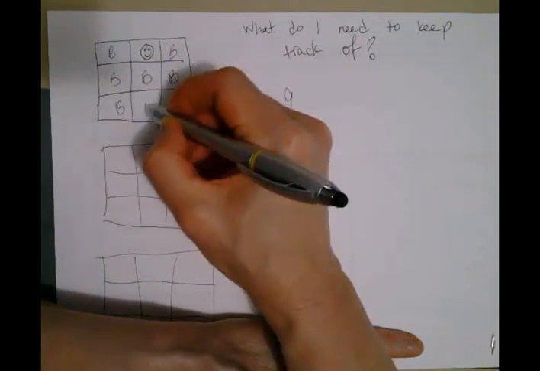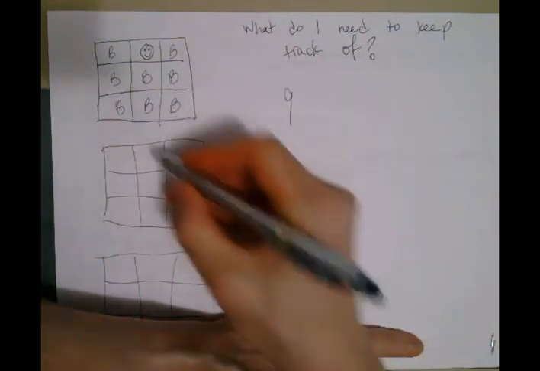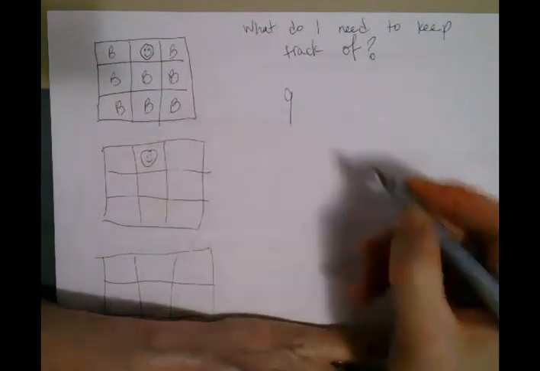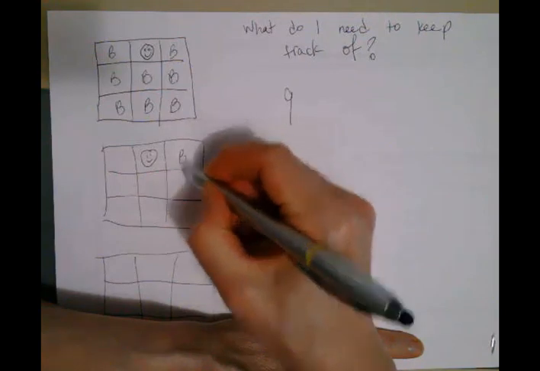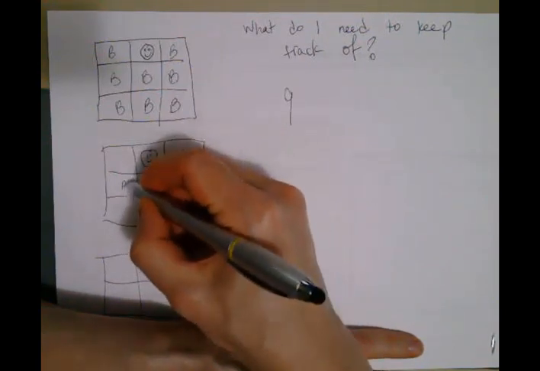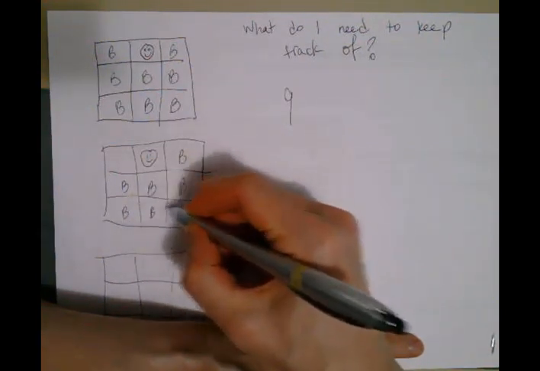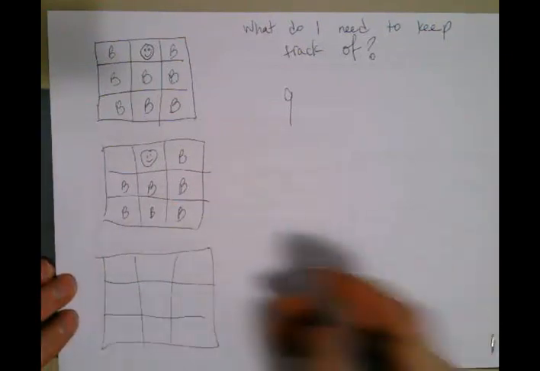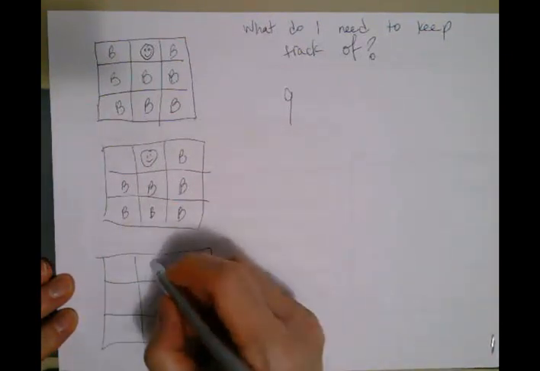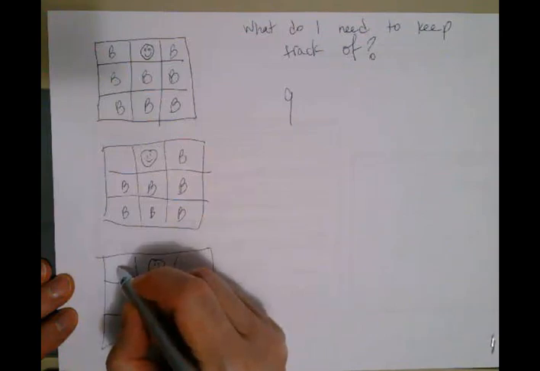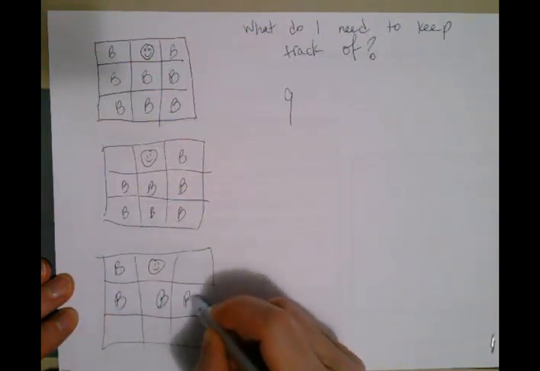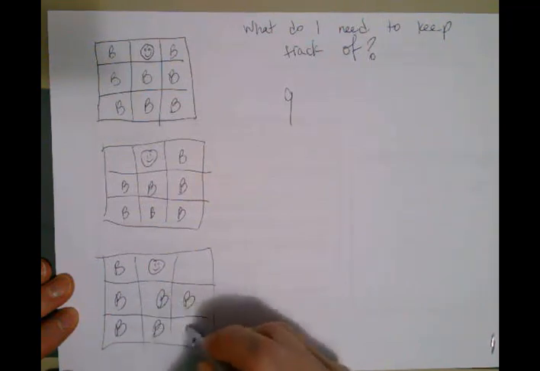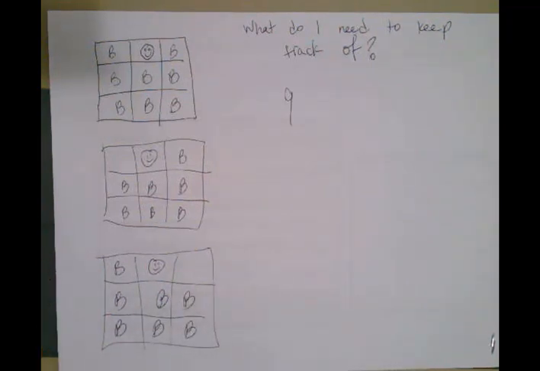Let's imagine that. But we could also have the situation where the smiley is here and this space is white, but all the other ones are blue. Or we could have the same situation where maybe this one is blue, but this one's white and the rest are blue. So there are all these different possible ways to lay this out.